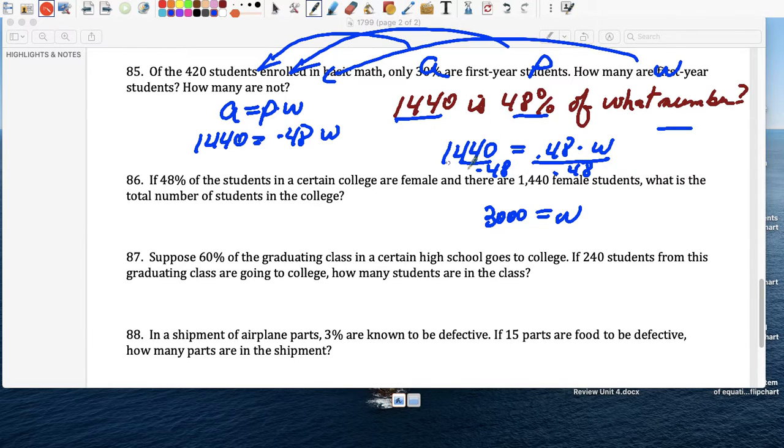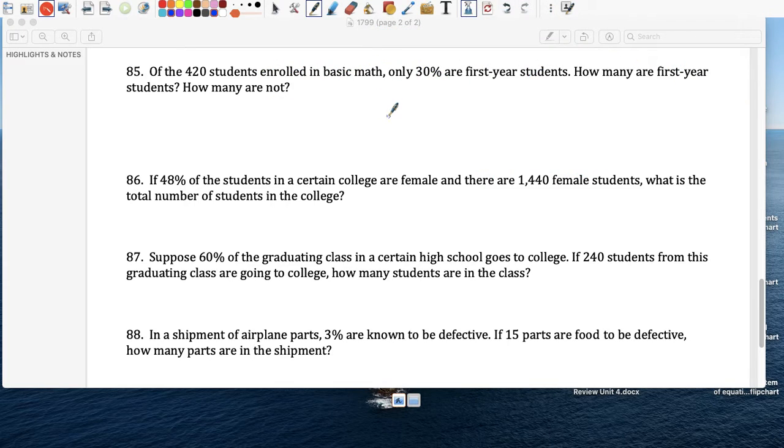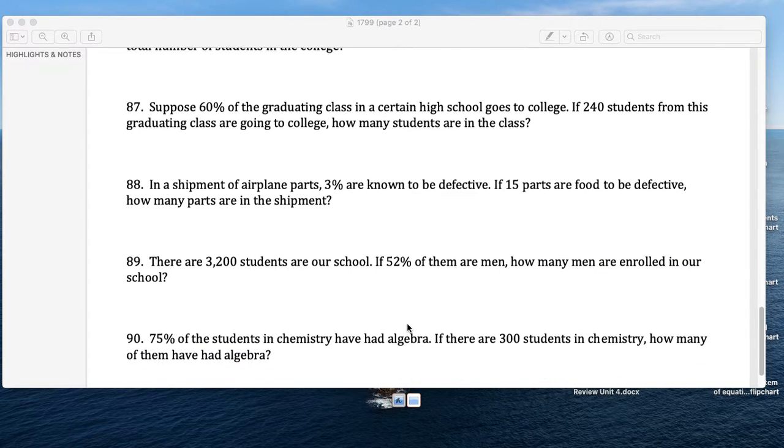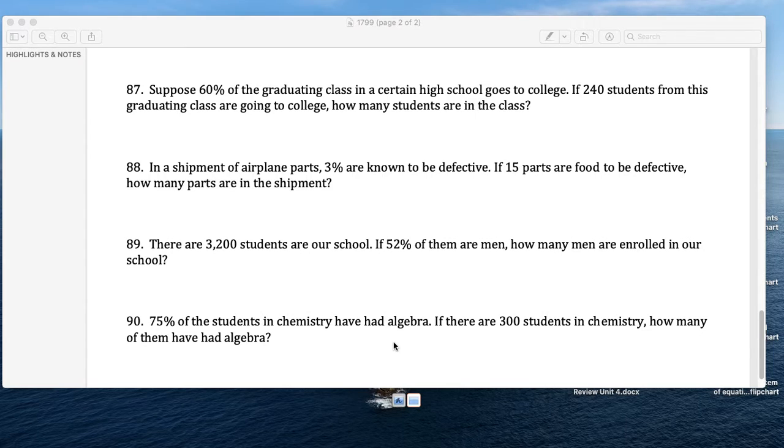Or like I said, you can just translate the sentence to an equation right under it. That's fine too. So 60% of a graduating class goes to college. That sounds about right. If 240 students from this graduating class are going to college, how many students are in the class?